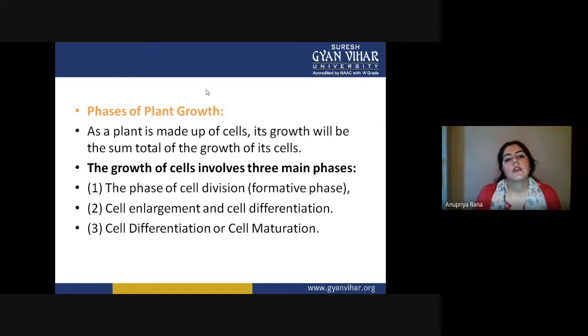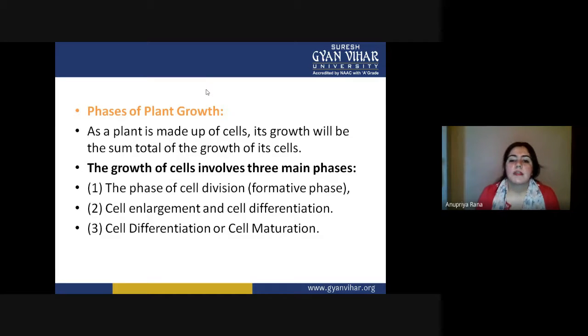Now we are going to see the phases of plant growth, what kind of phases a plant needs to go through. The phase of cell division is called the formative phase, because in this the plant is starting to form, like when we are making a building. We start filling the base part, so that is the formative part, when something starts to form.